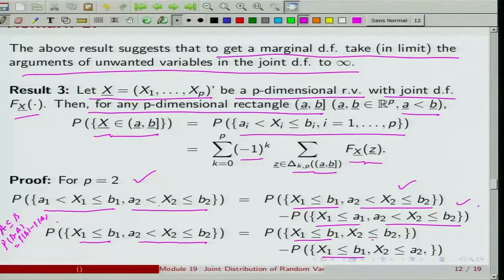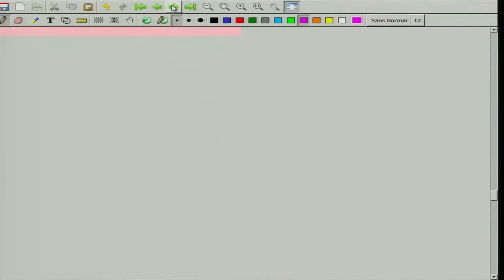So, for example, in this case x1 less than or equal to b1, x2 greater than or equal to a2 and less than or equal to b2 is contained in this set, and that is how you get this. So, you can just see this. This is simple algebra. So, now let us write down this quantity.